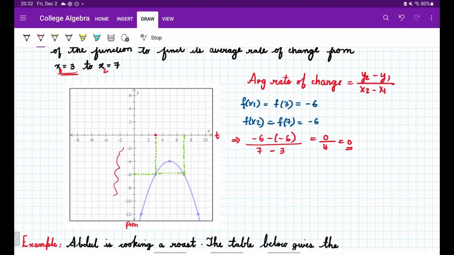So that means that your average change is 0 because you're still at the same point that you started at. That is why here we see that the average rate of change is 0. As x changed, though y changed in between, the average change here is 0. All right.